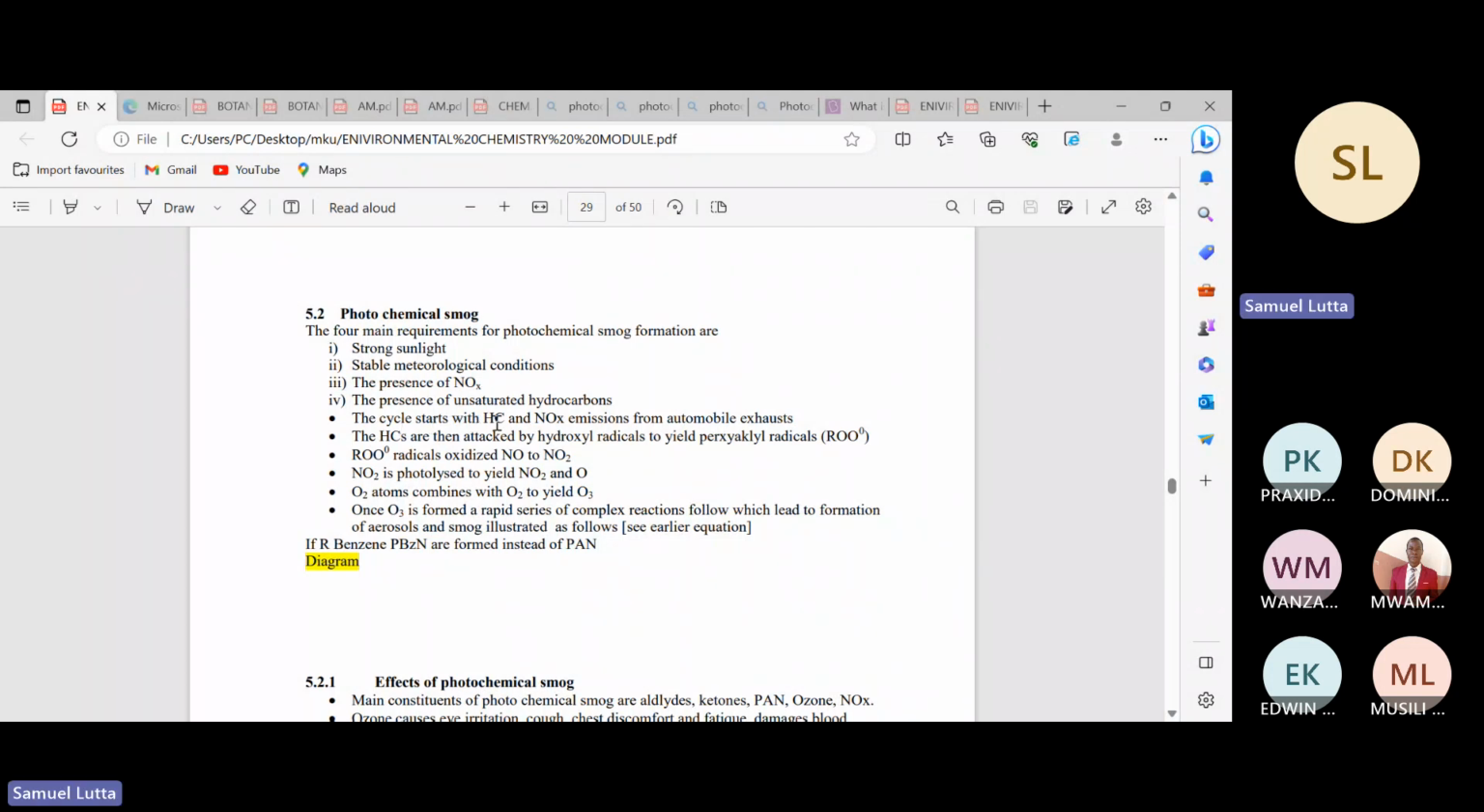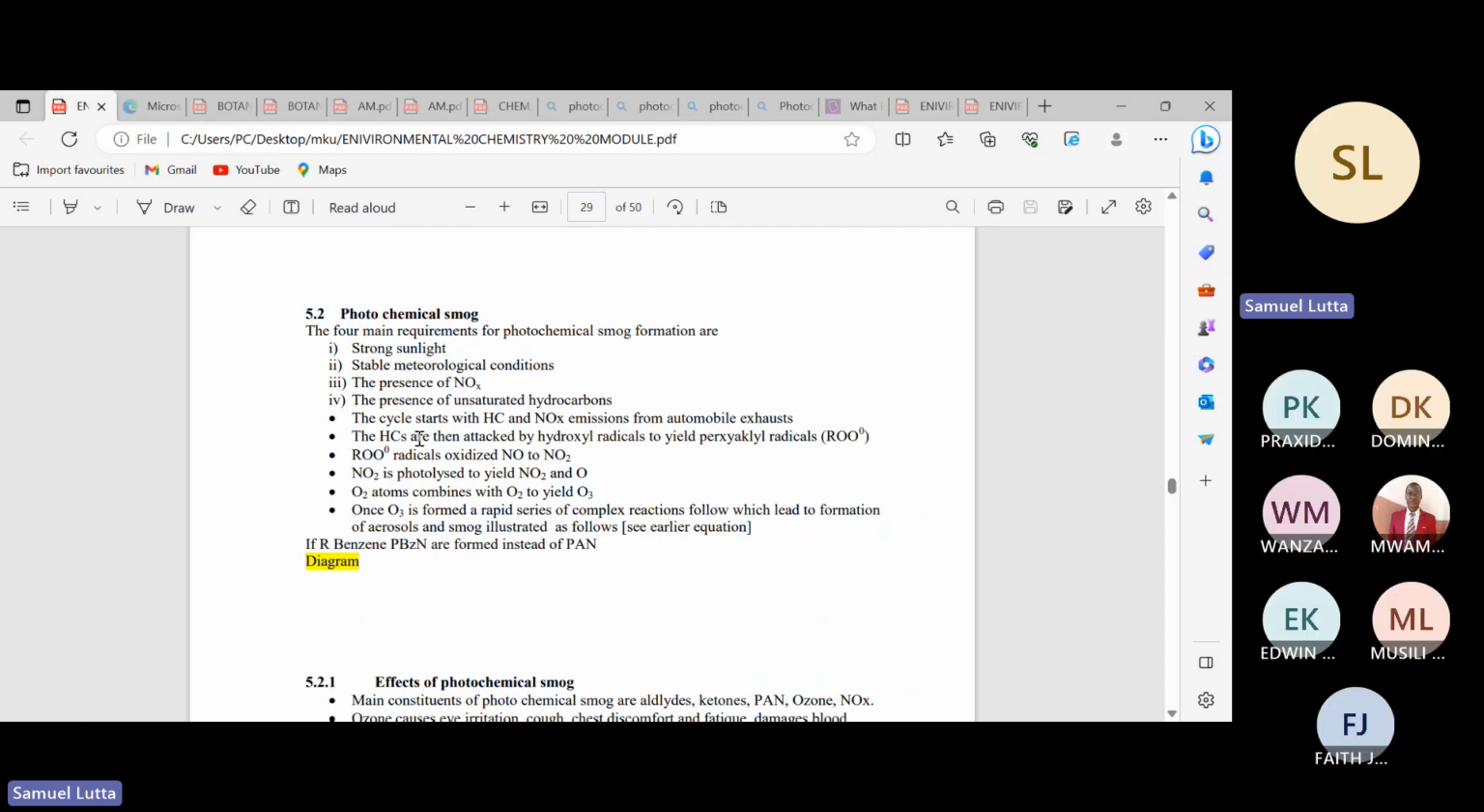So we looked at the cycle yesterday where we said the hydrocarbons and the NOx emissions come from automobiles. When you don't have complete combustion of the hydrocarbons, then they are likely to be emitted as hydrocarbon vapors. And then nitrogen oxide is still part of that, so it can still come from there. And then we say the hydrocarbons can be attacked by hydroxyl radicals to form the peroxyalkyl radicals, which I think we showed with the formula.